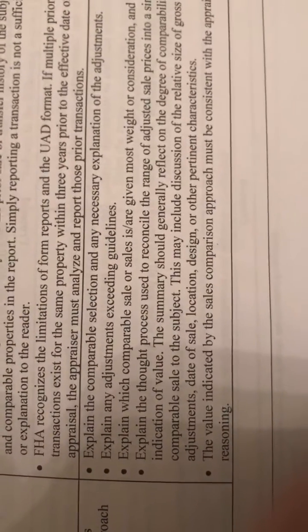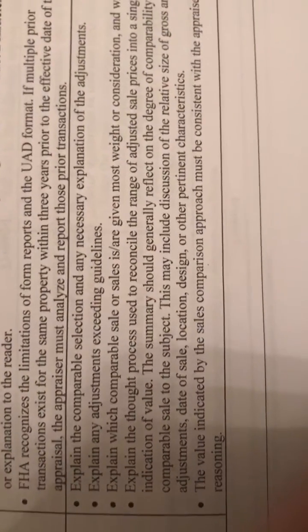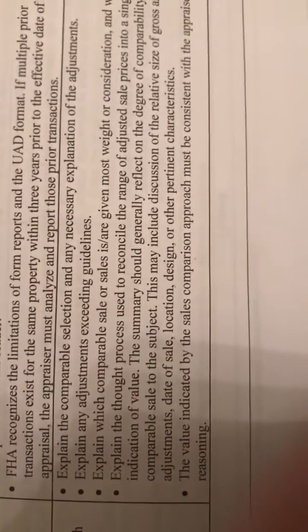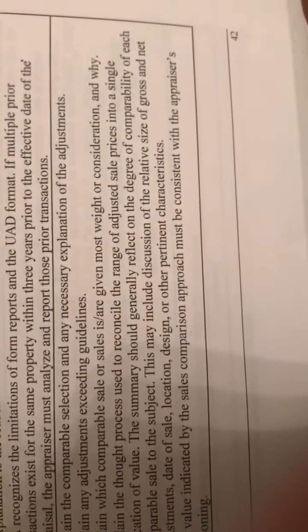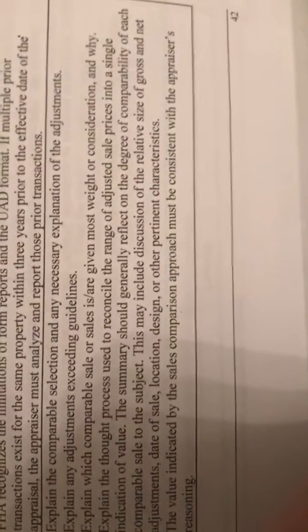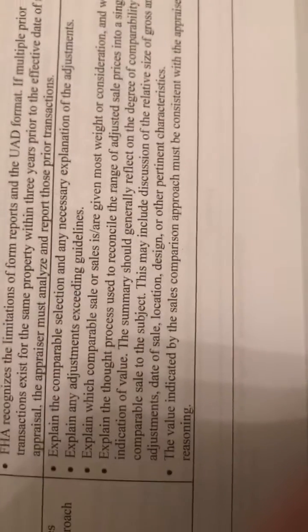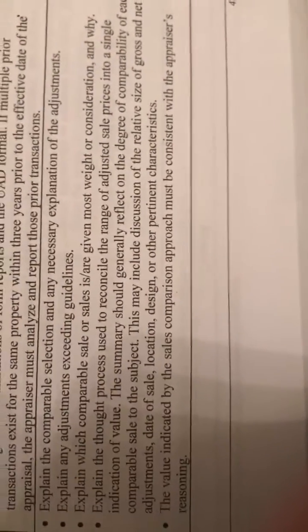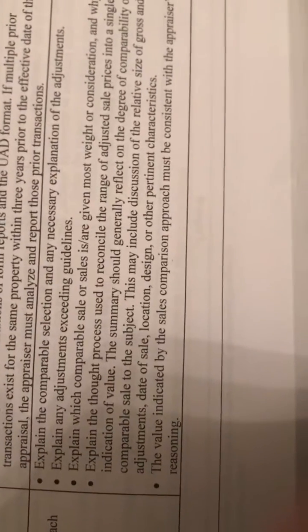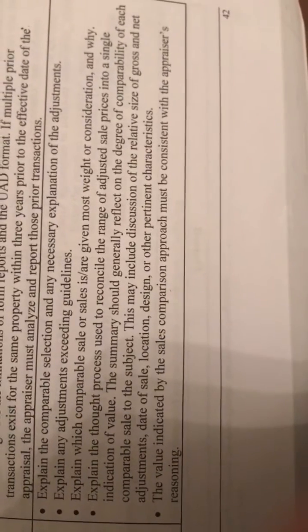Explain any adjustments exceeding guidelines. Explain which comparable sale or sales is/are given most weight or consideration and why. Explain the thought process used to reconcile the range of adjusted sales prices into a single indication of value. The summary should generally reflect on the degree of comparability of each comparable sale to the subject. This may include discussion of the relative size of gross and net adjustments, date of sale, location, design, and other pertinent characteristics. The value indicated by the sales comparison approach must be consistent with the appraiser's reasoning.